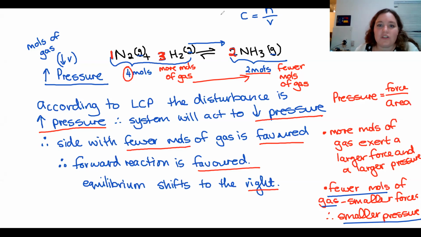Okay, quick question. If the number of moles are the same on each side of the equation, then there will be no disturbance to the equilibrium. So pressure only has an effect if you've got one side with more moles of gas than the other. Otherwise, it does nothing. If everything is solid or aqueous, it does nothing. There is no effect on the equilibrium. So then pressure has no effect.